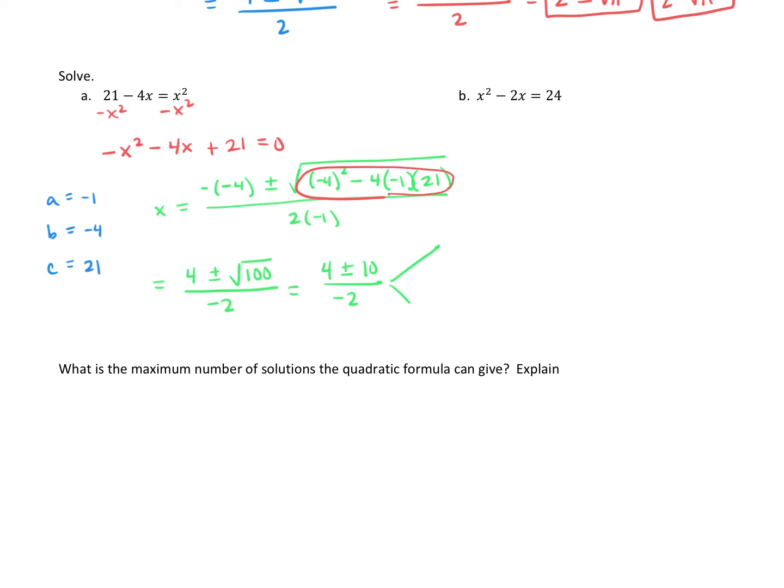So what I like to do is I kind of like to branch it out. I'm going to do 4 plus 10, divide that by negative 2. Well, 4 plus 10 is 14, divided by negative 2 is negative 7. There's one of our solutions. Down below, I'm going to do 4 minus 10, divided by negative 2. I do have to simplify the numerator first. 4 minus 10 is negative 6, divided by negative 2 is a positive 3. So x equals negative 7, positive 3.